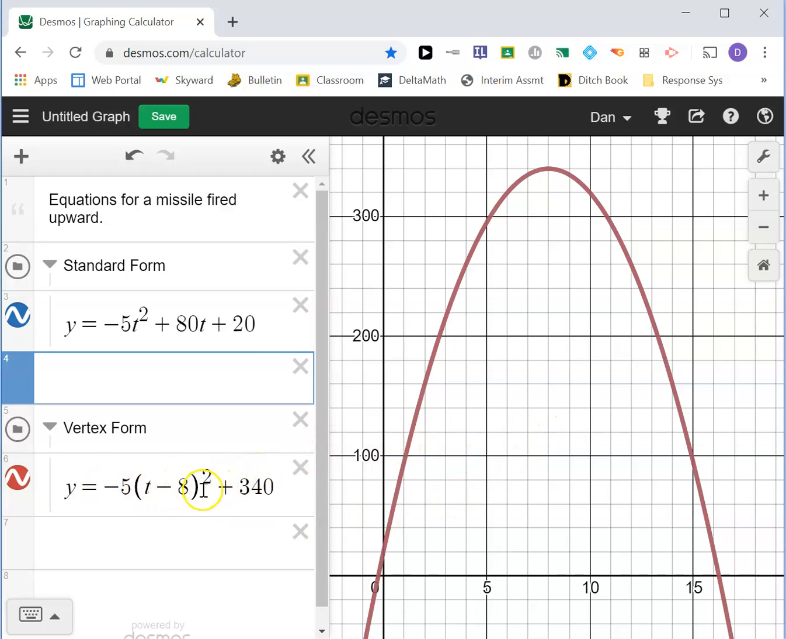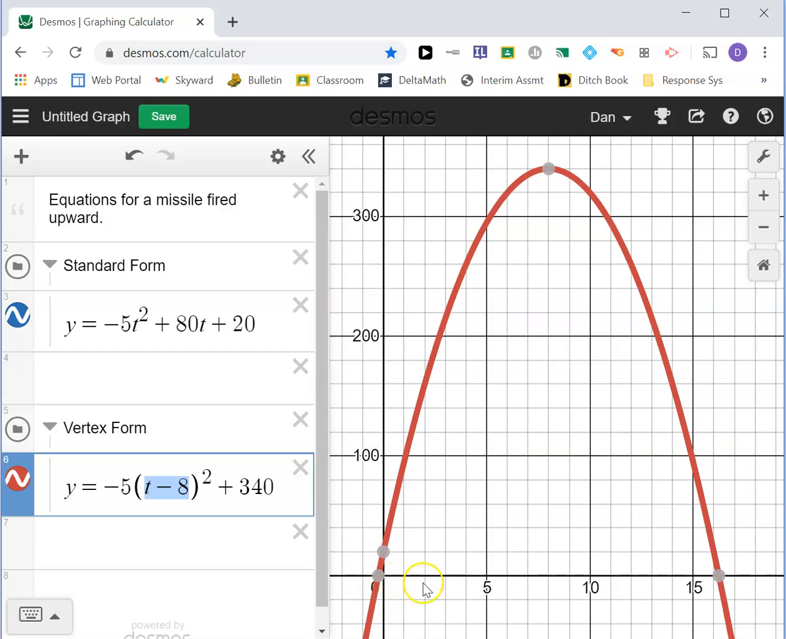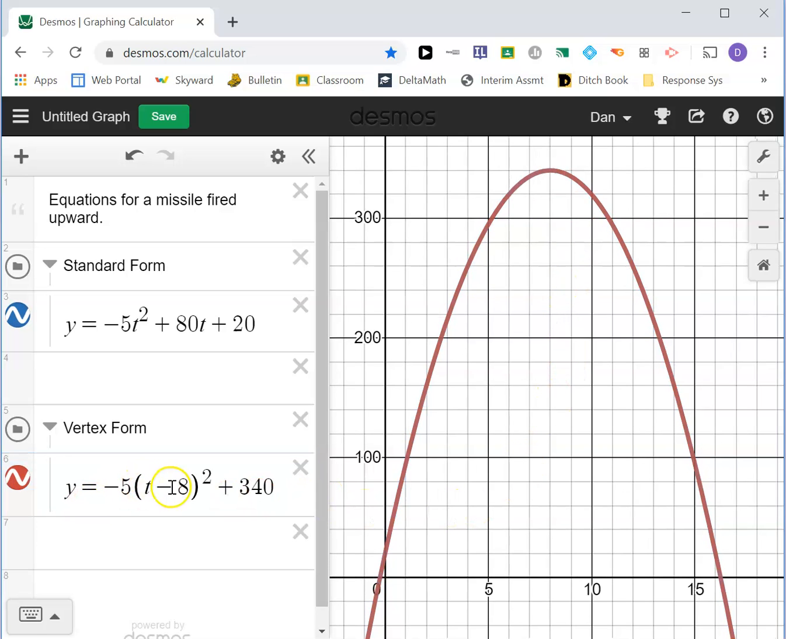But here, let me show you how. Notice that this thing right here tells me the graph is shifted 8 this way, and then it's up 340. You can see that right here, and you can see it at the vertex there. So this equation gives me a lot of information.